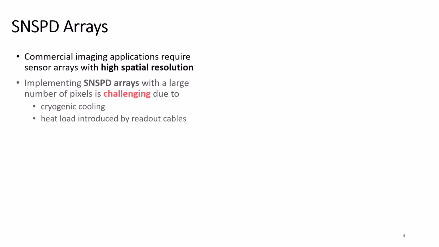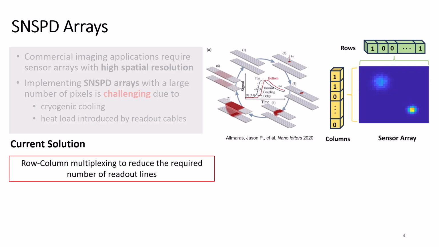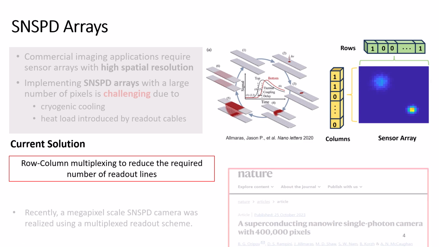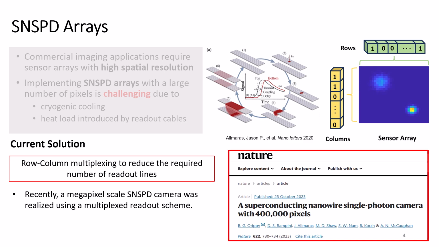Implementing arrays of SNSPDs for conventional imaging is challenging as the heat load associated with reading each pixel is incompatible with the cryogenics of the system. Row column multiplexing, where each row and each column is read instead of each pixel, has been used to realize kilopixel and megapixel SNSPD arrays.